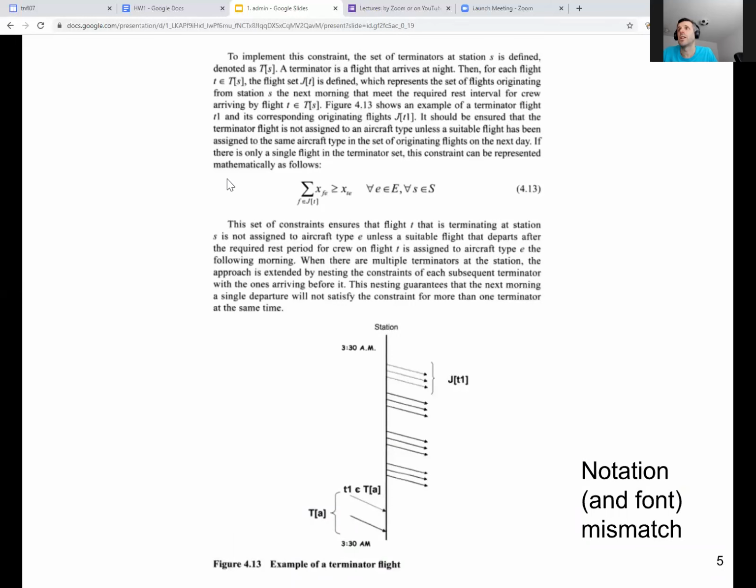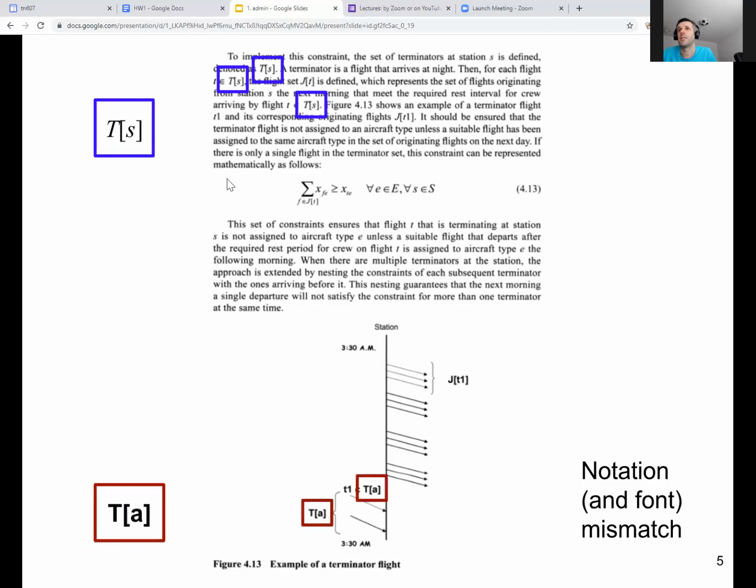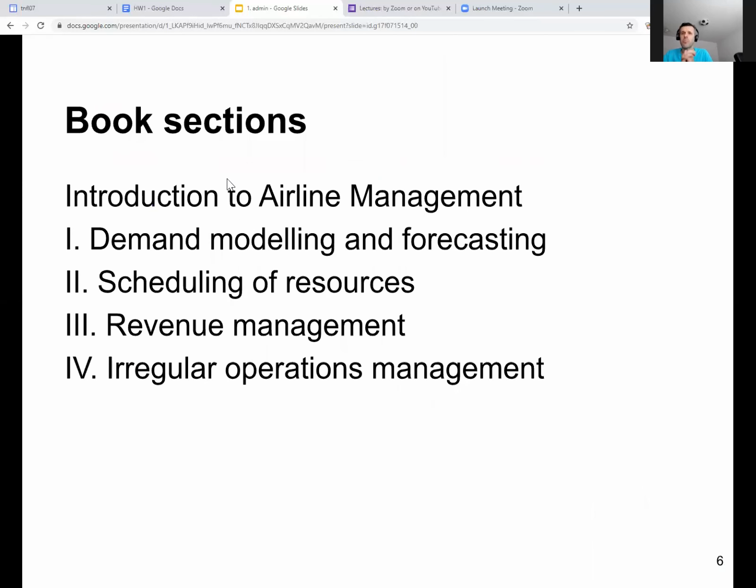This is also from the book, a minor thing, notation and font mismatch. You're using italics, but then non-italics in the picture. Nothing terribly wrong with this. It's not really misleading, but it probably shows that this book hasn't been written or proofread with enough care. So beware, there could be some omissions and so on. But otherwise, it's an all right book. You can read it. So these are the book sections, and in principle, these are the main topics in airline management.